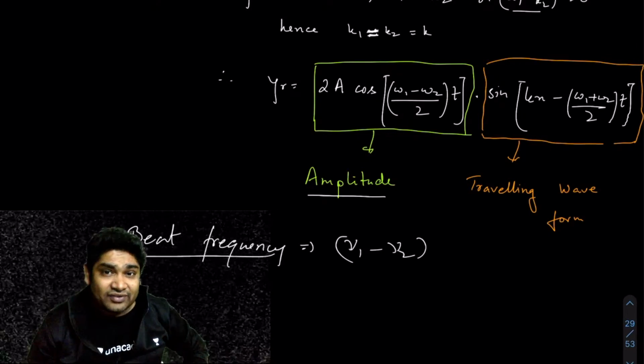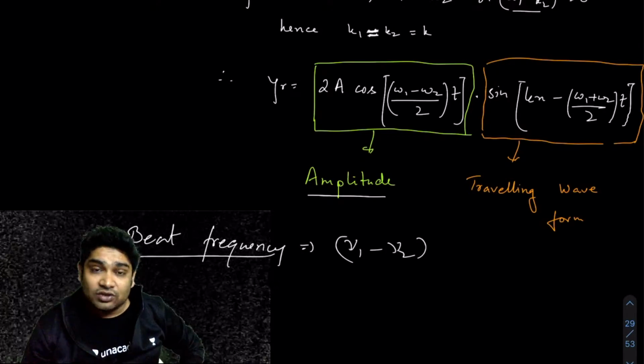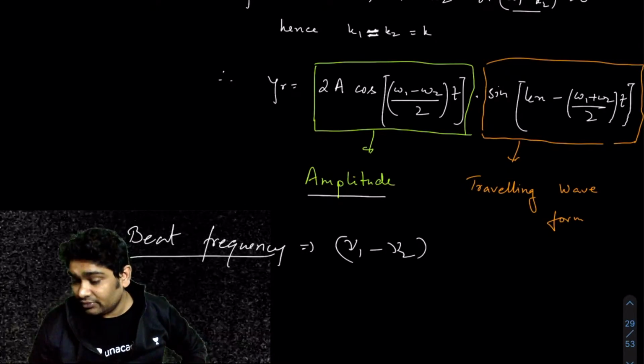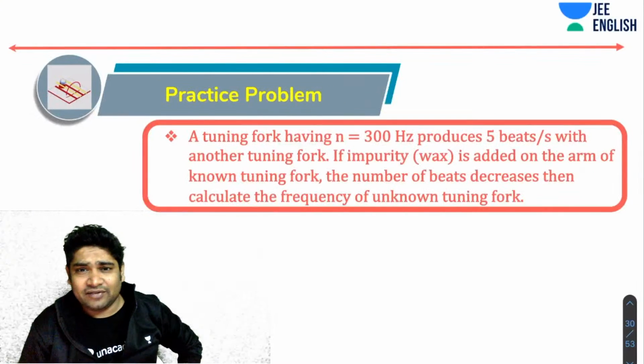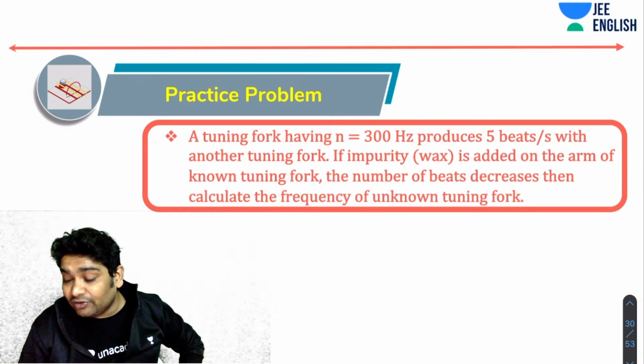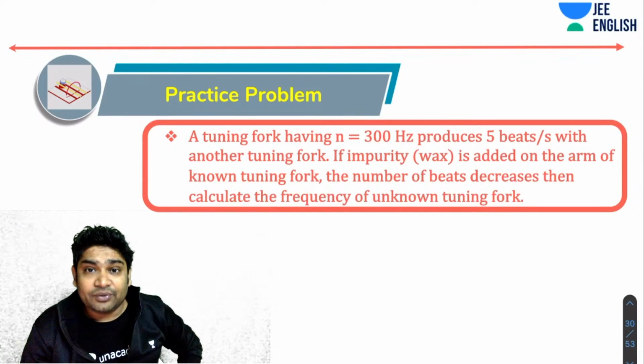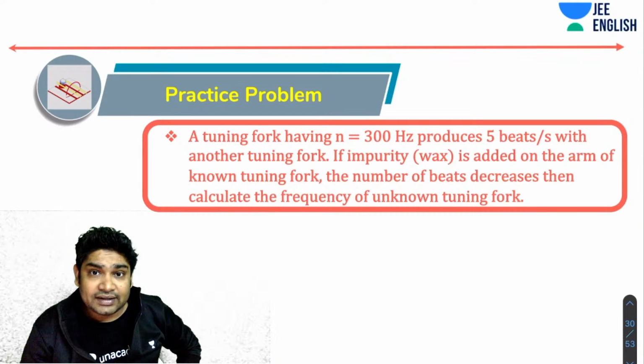So amplitude variation frequency absolutely is mu1 minus mu2 by 2, but the beat frequency is mu1 minus mu2. Okay. Again, a lot of students remain confused about that also. So finally, let's talk about a few questions then. So here is a question for you. So why don't you try this?